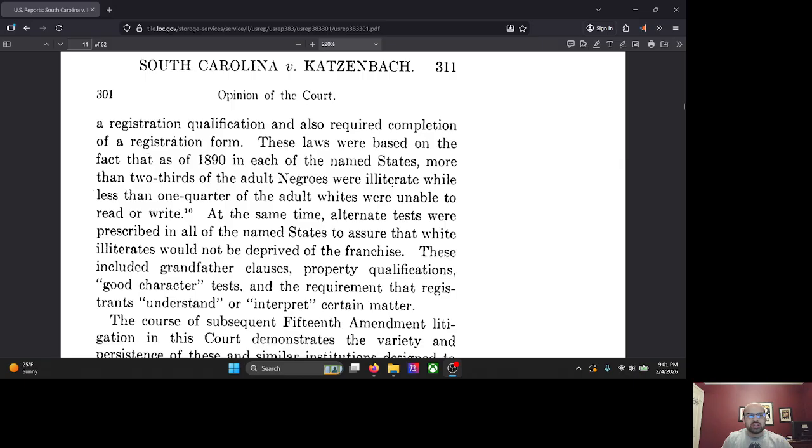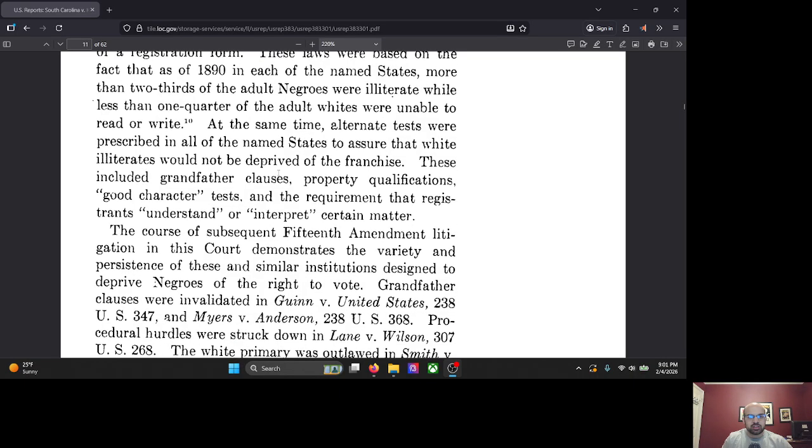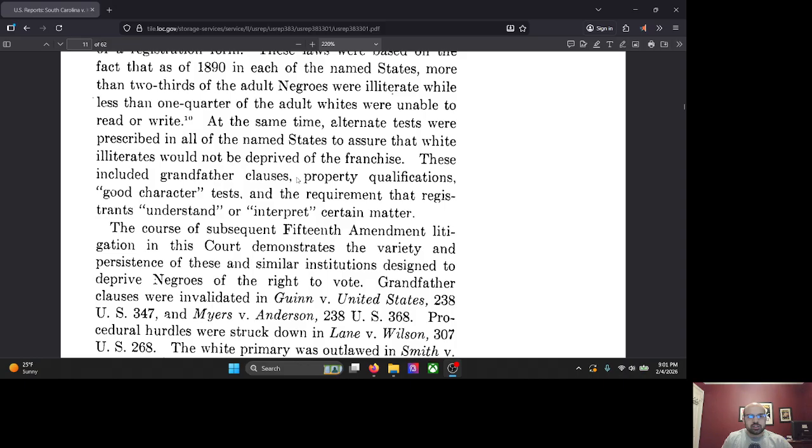These laws were based on the fact that as of 1890, in each of the named states, more than 2/3 of adult African Americans were illiterate, while less than 1/4 of the adult whites were unable to read or write. At the same time, alternate tests were prescribed in all of the named states to assure that white illiterates would not be deprived of the franchise.